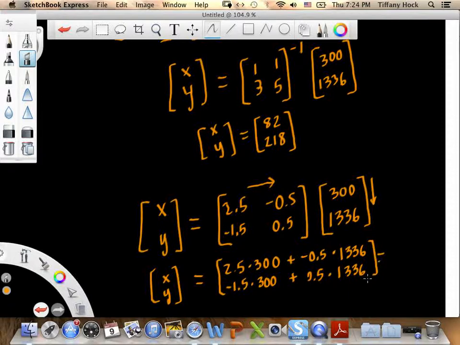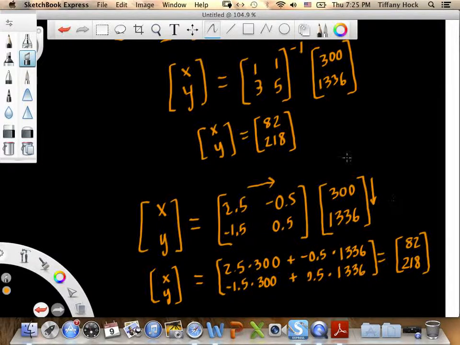Now, if I simplify this, 2.5 times 300 plus negative 0.5 times 1,336, I'm going to plug that in my calculator. Minus 0.5 times 1,336. The top number actually does simplify to 82, and the bottom number, negative 1.5 times 300 plus 0.5 times 1,336, equals 218. So just like that, as long as you have a simple calculator on your phone or something that you could multiply these numbers out and add them up, you will come up with the exact same answer.